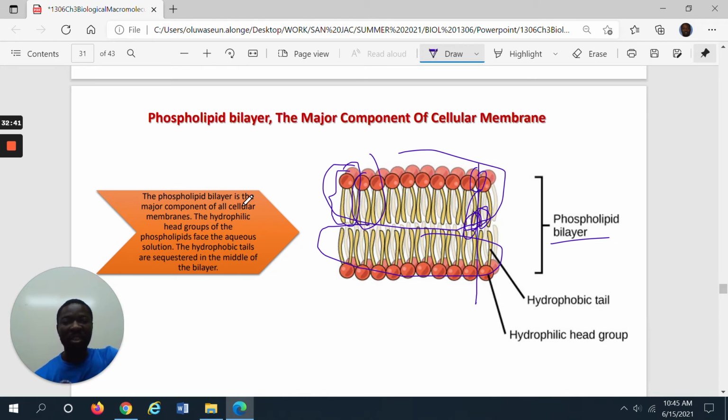So the phospholipid layer is a major component of all cellular membranes. The hydrophilic head, which is the phosphate group of the phospholipid, faces the aqueous solution, right? You can see, this is what you have on the outside, meaning that it can relate with water and it won't be any problem. And this can also relate with water on the inside and it won't be a problem. Now the hydrophobic tails are sequestered in the middle of the bilayer. You can see they can be here.